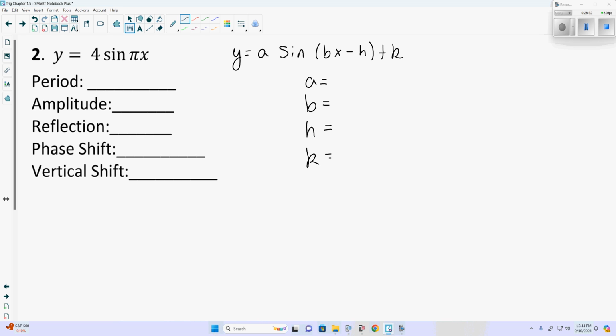Now, we don't have to worry about factoring the pi out because we don't have anything else being added to it. We don't have parentheses, pi x plus 4 or something like that, affecting that left-right shift. But that also means H and K are both, again, 0. Our B value is pi, and A is 4.